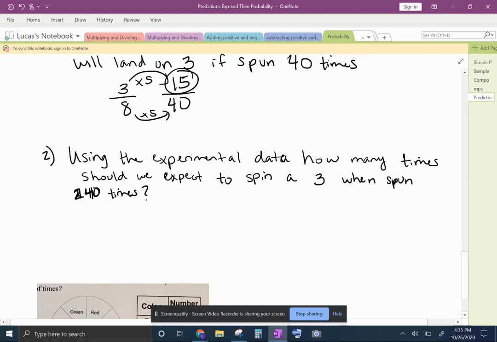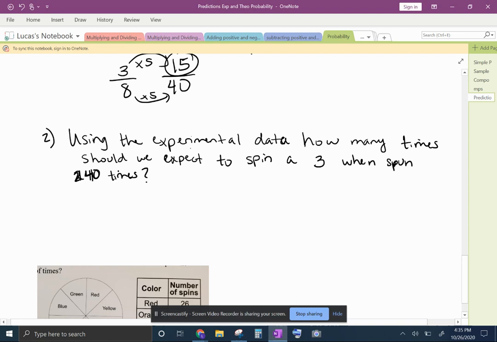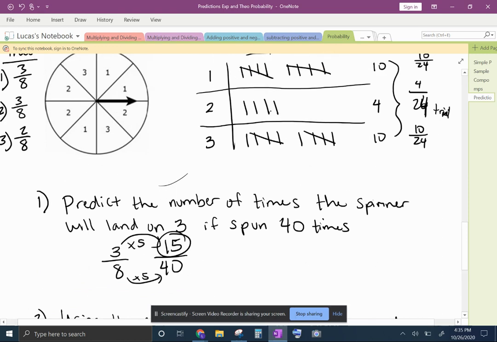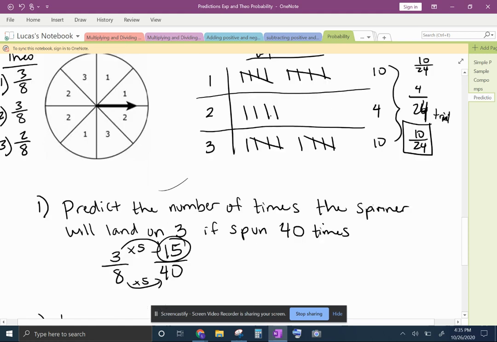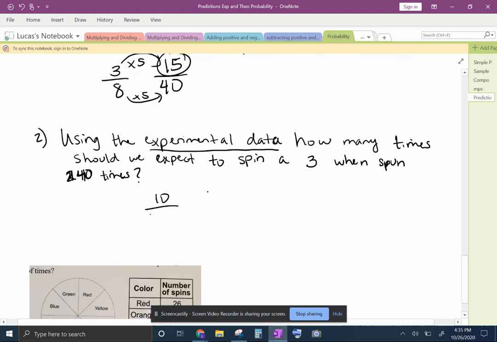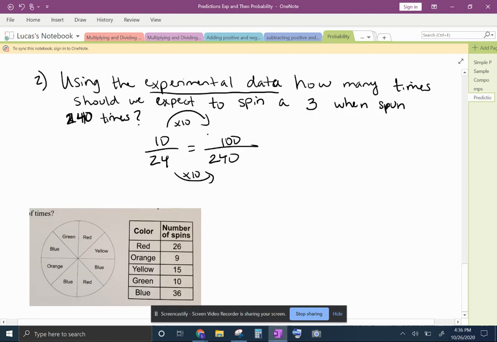Okay. Using experimental data, how many? So this actually says experimental data. How many times should we expect to spin a 3 when spun 240 times? Well, the experimental probability of spinning a 3 is 10/24. And if we spin that 240 times, that's times 10. Times 10, that is 100 times we should expect it to land on 3.